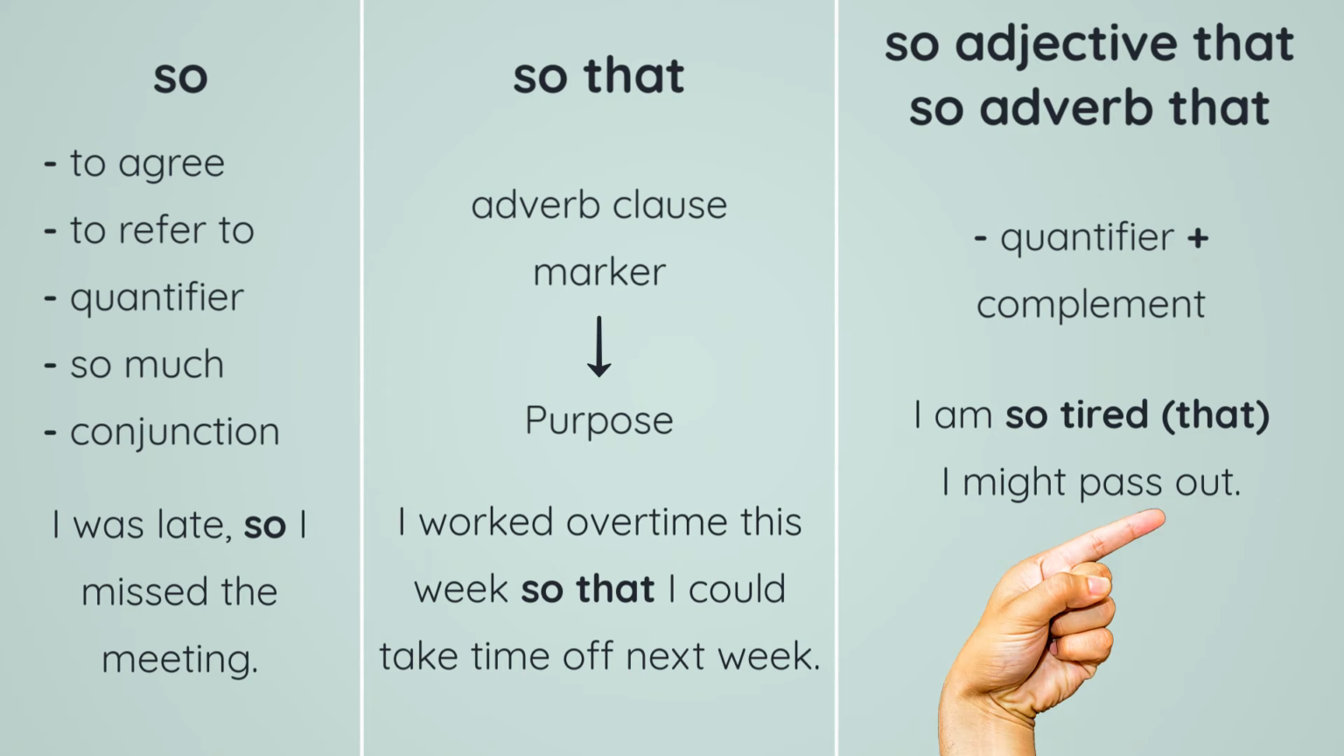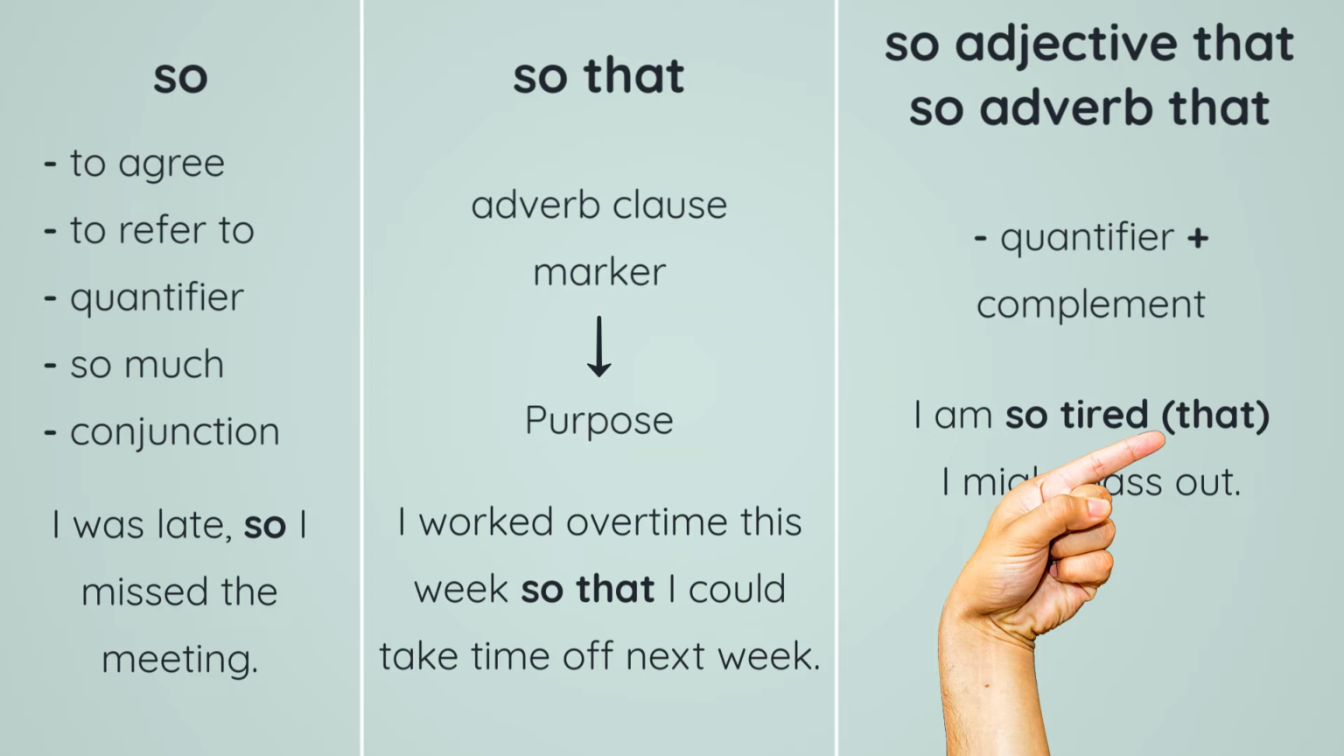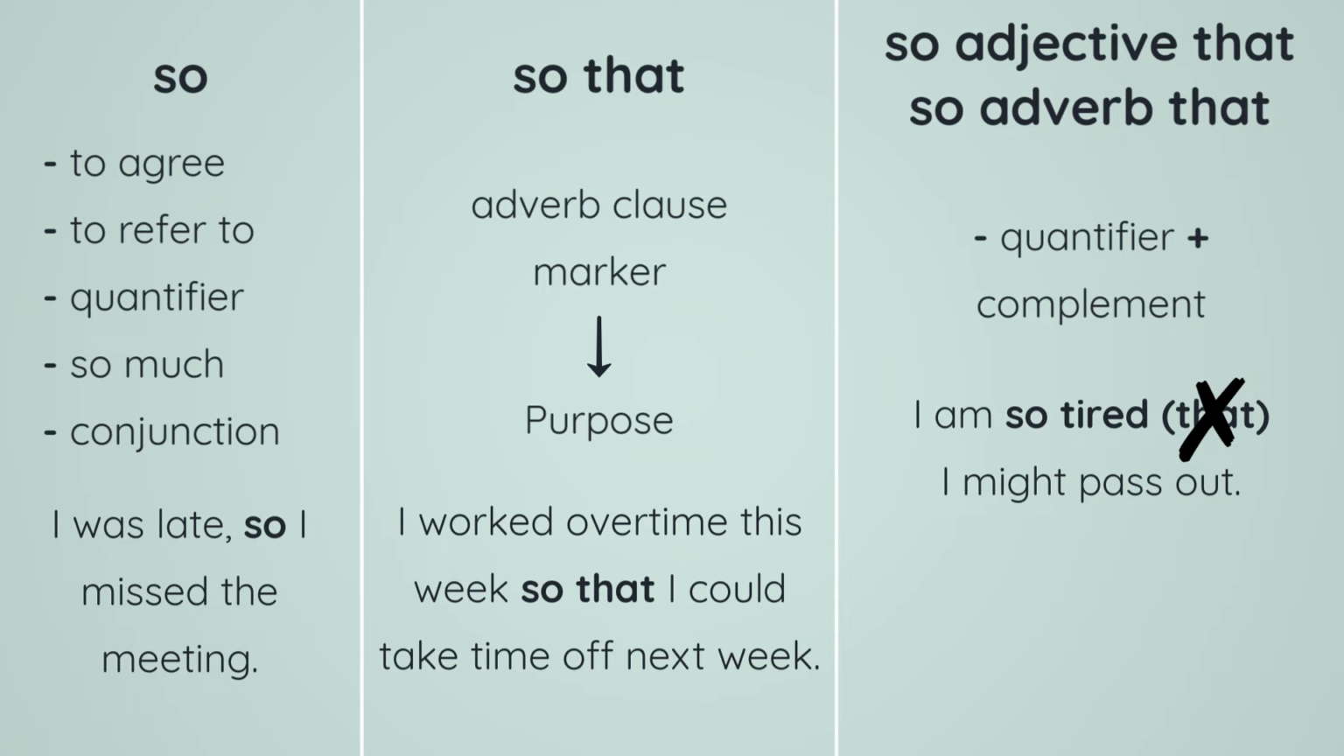Now, you notice I put that in brackets. In these types of sentences, that you can take out. I am so tired, I might pass out. It's understood. The point is, don't confuse this so with this so conjunction. This is not a conjunction.